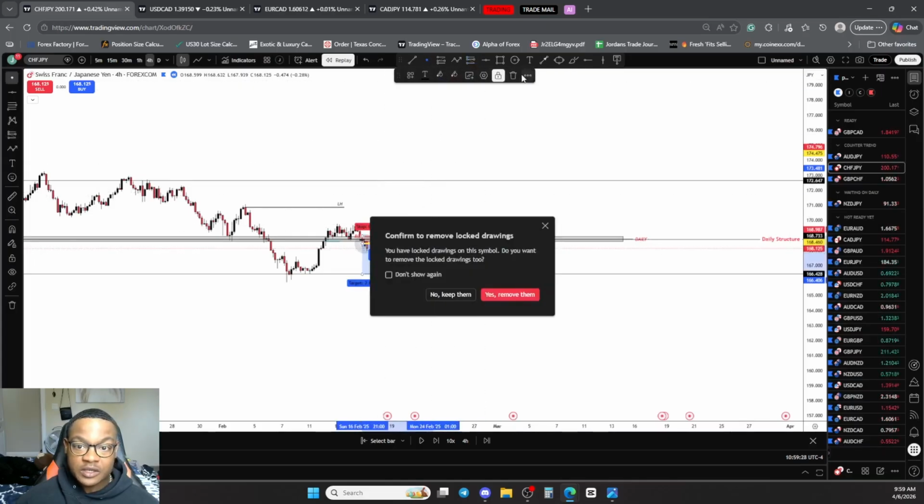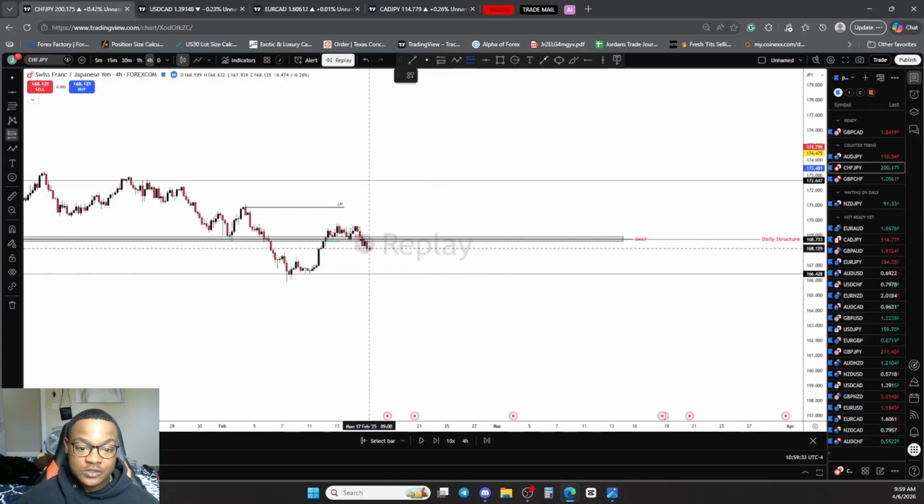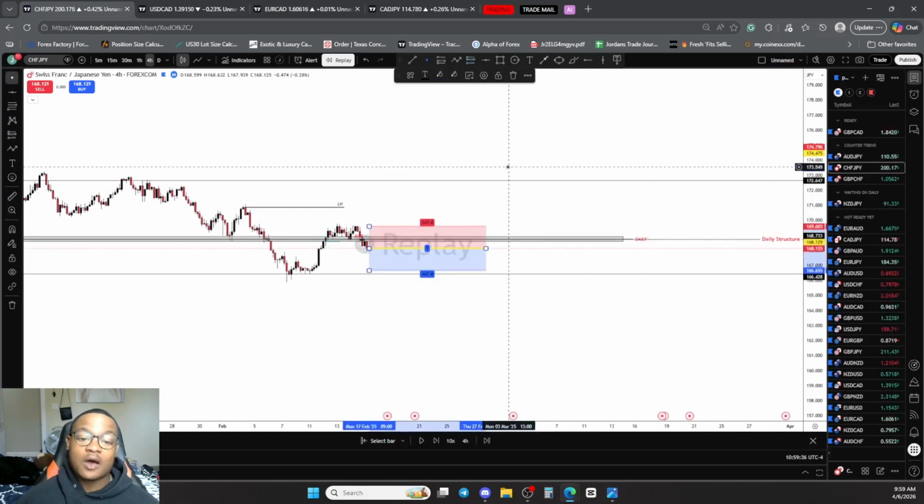I'm gonna delete this for a second. Say we have our entry now. We have our entry signal being this bearish engulfing. How do you put your stop? How do you set up your stop loss? How do you set up your take profit?